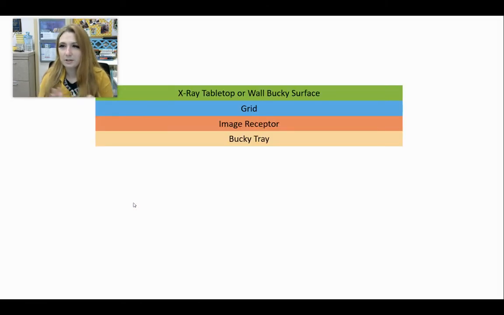You might wonder where the grid lies in relation to the image receptor, and this is my basic illustration of that. We have the patient, we have the X-ray tabletop or wall bucky if they're standing up. Below that, we have the grid, so it's right below the surface. Below the grid is the image receptor. So remember, the radiation is going to touch the grid first so that it can basically filter out what's not needed. And then it's going to hit the image receptor where it will create the most beautiful X-ray you've ever taken in your life. And if we are at an X-ray tabletop or a wall bucky, we have a bucky tray that holds our image receptor in.